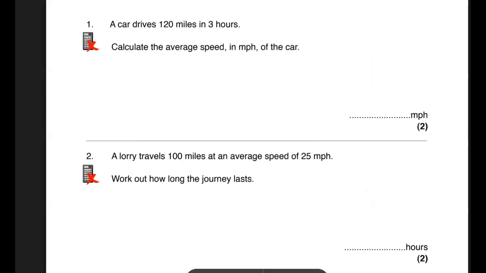So calculate the average speed in miles per hour. I told you earlier that speed equals distance divided by time. 120 is the distance. Time is 3 hours. So it's 120 divided by 3, which gives you 40. That's 40 miles per hour. That is how to do that.